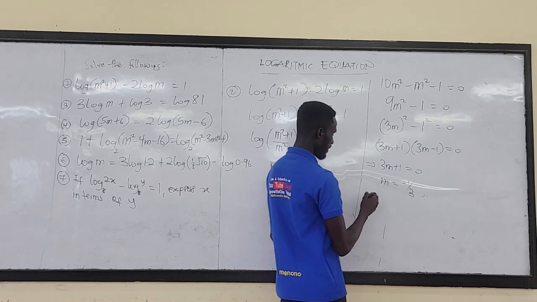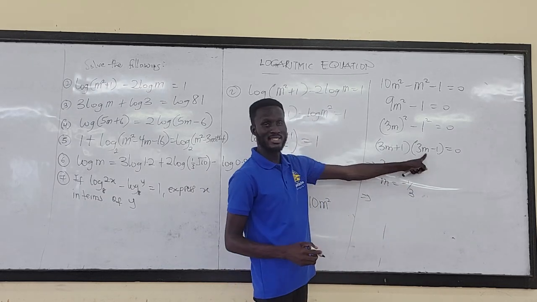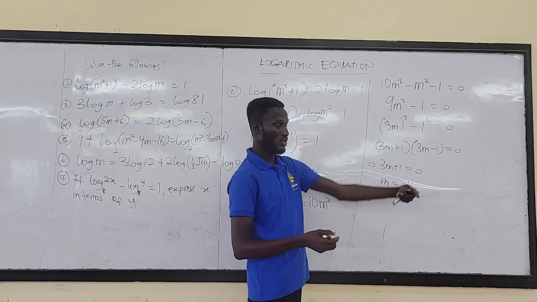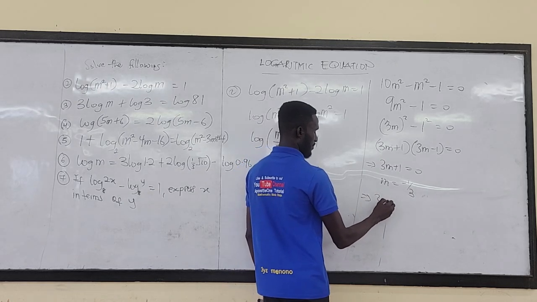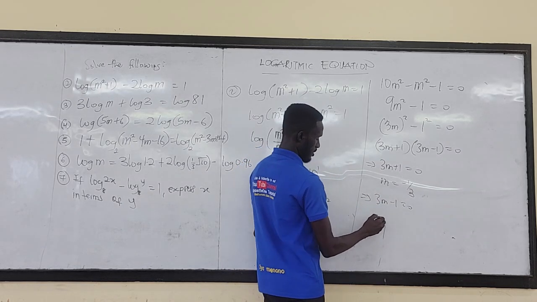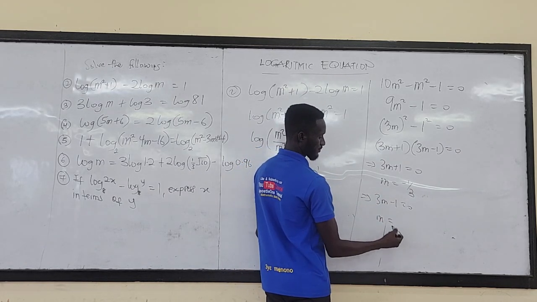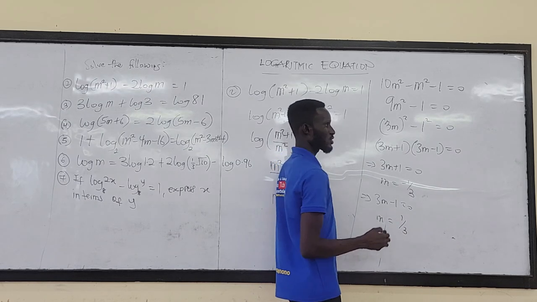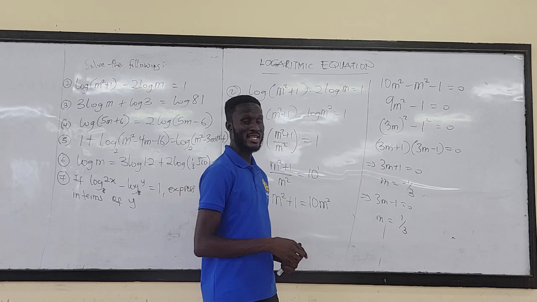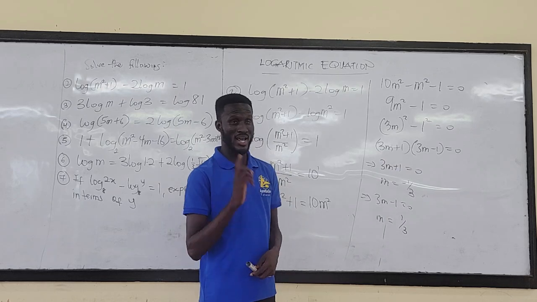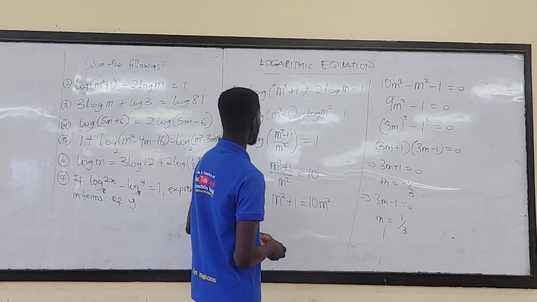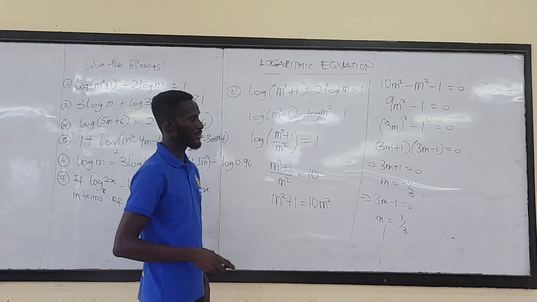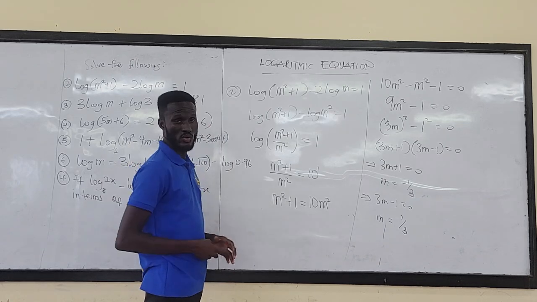Now the next one, you consider the second bracket, 3m minus 1 equal to 0. So m will give us 1 over 3. Now so you are getting two answers for m. One is minus 1 over 3, another one is 1 over 3. Now at this point you need to consider this equation very well.